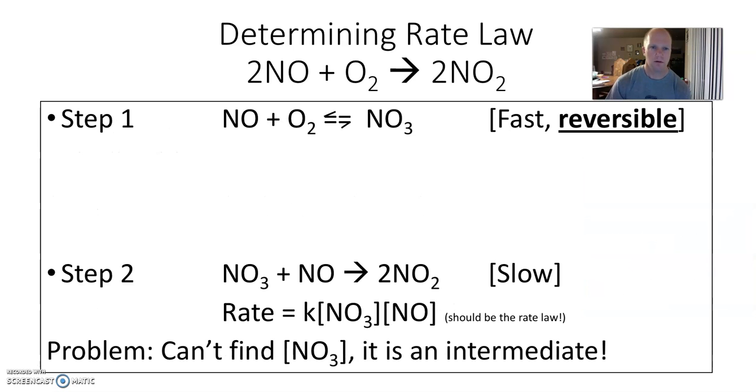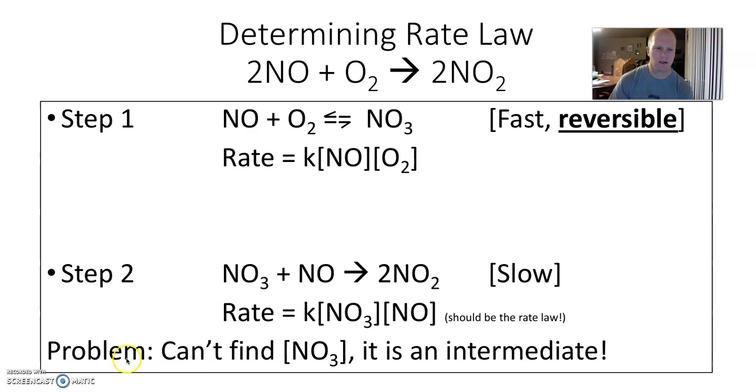So we're going to determine the rate law. Here we have a new reaction: 2 NOs plus O2 gives us 2 NO2. Here's our first step, and if you notice, it's an equilibrium. It's fast and reversible, so this reaction can go back and forth. And here's step 2. It's slow, so it only goes forwards. Now I want you to notice something. This should be the rate law, because this is the slow step.